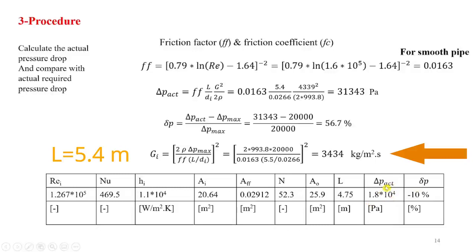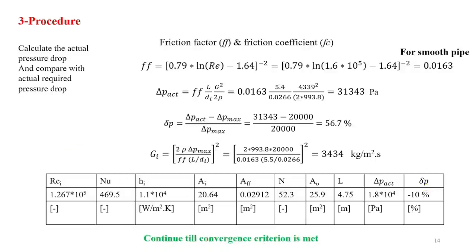The difference between delta P actual and delta P required, multiplied by 100, for this case is going to be minus 10%. You can proceed now and find another value for G, and do the same calculations again. You will get closer to the required delta P every time you do the iteration. You continue this process of finding a new G and new values for all the parameters until delta P is within what we call a convergence criterion that satisfies your requirement as a designer.